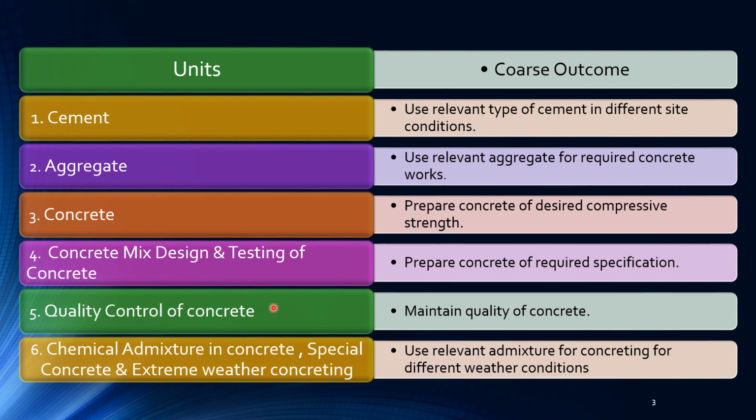Fifth is quality control of concrete, and its course outcome is maintain quality of concrete. And sixth is chemical admixture in concrete, special concrete, and extreme weather concreting, and its course outcome is use relevant admixture for concreting for different weather conditions.